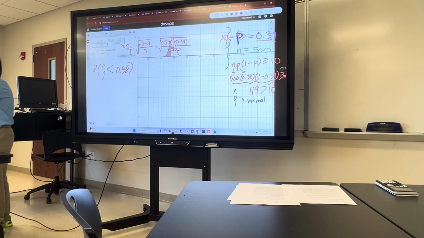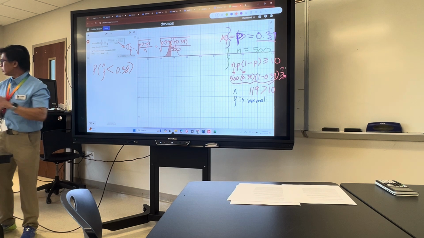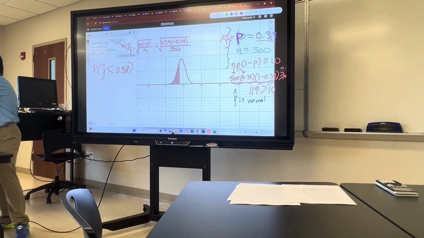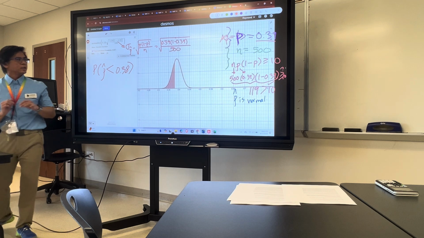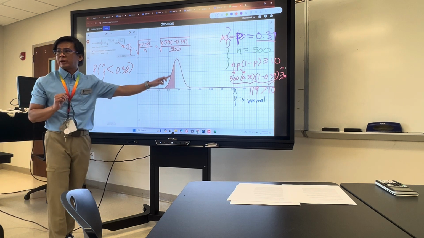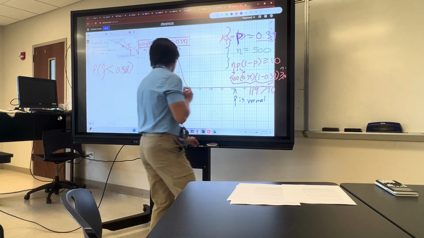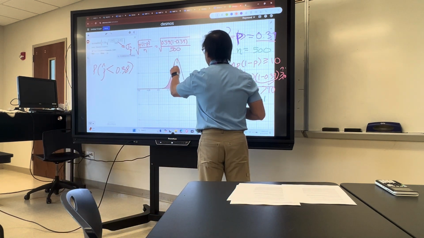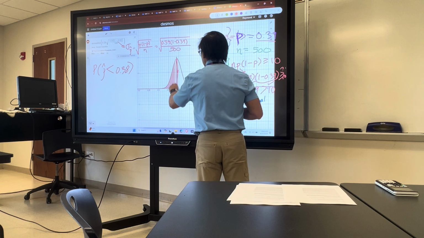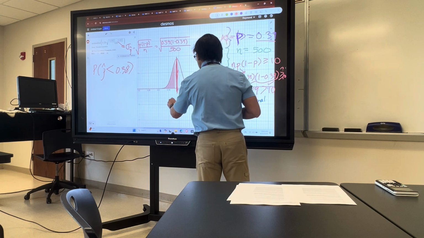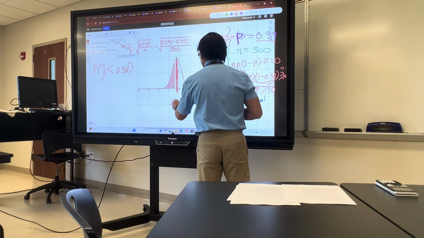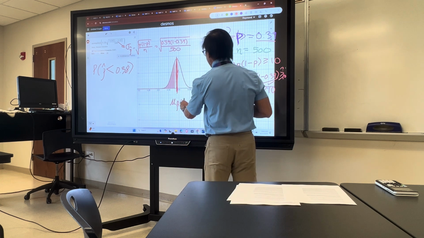You just go to stat and then calculate your normal. Okay, just to give you an idea of where the graph is. So here it is. Where's the mean again? So the mean is in here. That's the mu of p hat, which is how much? 0.39.